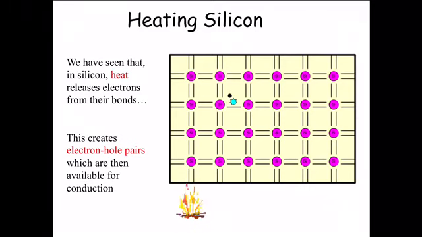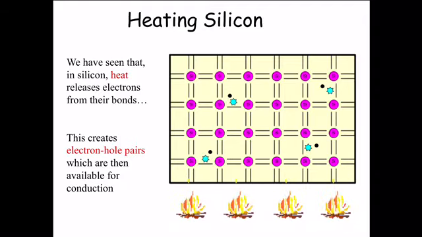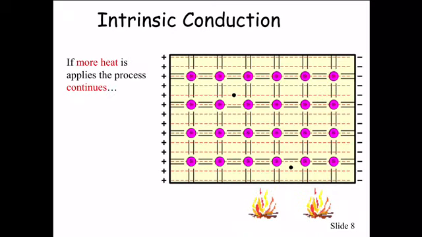If we heat them up, we create an electron-hole pair. That's an electron and a hole it left. And the more heat, the more electron-hole pairs are created. Now, if I therefore put a charge across this so that there's a positive and a negative, the electrons will move towards the positive. And this will be seen as a flow of electrons.